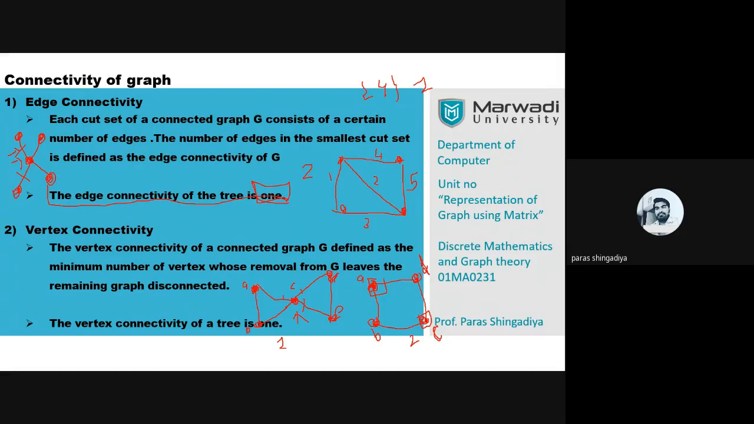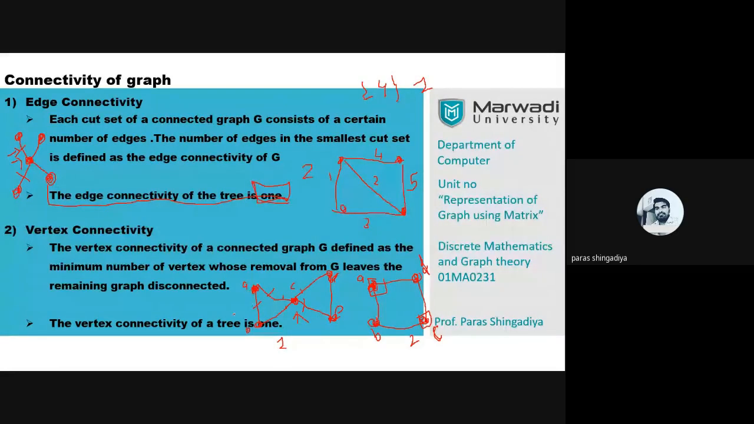Suppose I delete A from the graph, then these two edges will also be deleted along with it. So what is the remaining graph? This is the remaining graph, and it is still a connected graph. There are no two partitions you can find, because A is now removed from the graph.